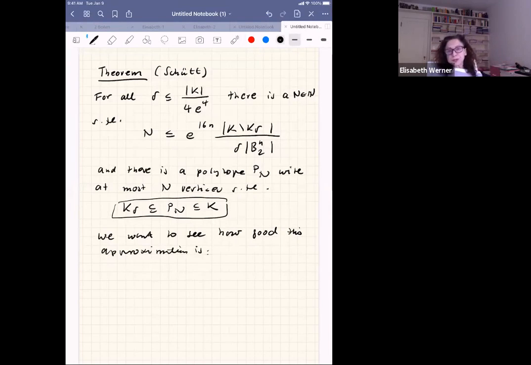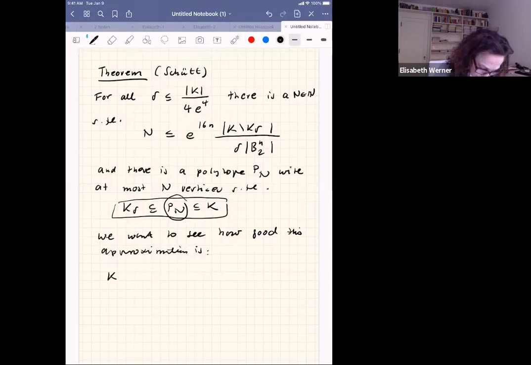That is, we want to see, in the symmetric difference metric, how small the symmetric difference is between this approximating polytope Pn and the body K. To see that, let's recall our theorem that I tried to prove the last 3 times.